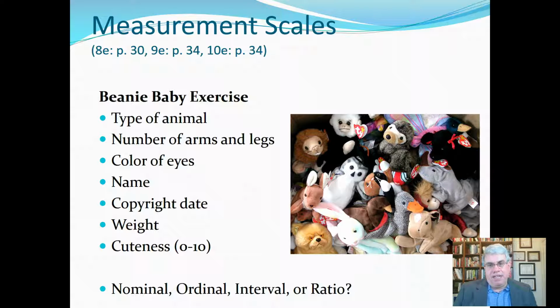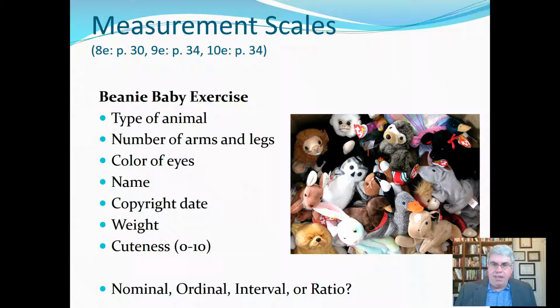Now, the copyright date, that's interesting. That is interval data, because the distance between 1998 and 1999 is the same as the distance between 1999 and 2000, but 2000 doesn't mean that it's twice as old as 1000. And if it had a copyright date of 0, that doesn't mean that it's missing something or has 0 of something. It would mean that it would be very, very, very old if the year 0 had actually existed.